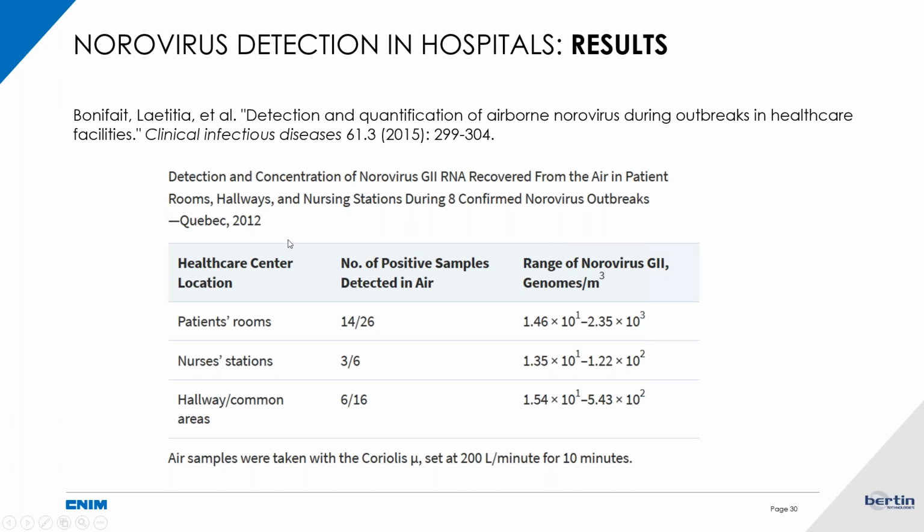What they found was that in patient rooms, around 50% of the samples were positive. Same thing for the nurse stations, and they were also able to detect the virus in hallways and common areas. As I said before, air samples were taken with the Coriolis Micro at 200 liters per minute for 10 minutes. So as you see, this is a different approach, and it shows that sometimes concentrating the sample is also a good way to detect what you are looking for.